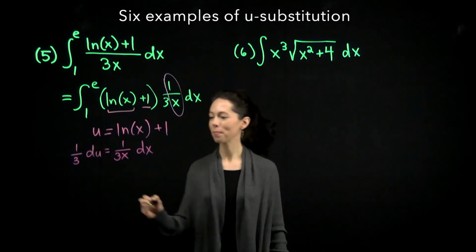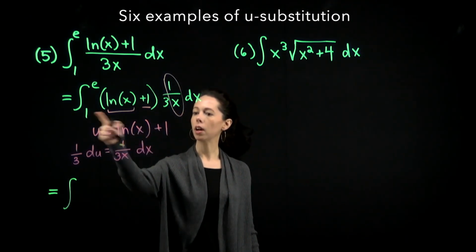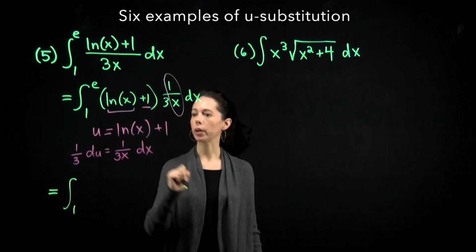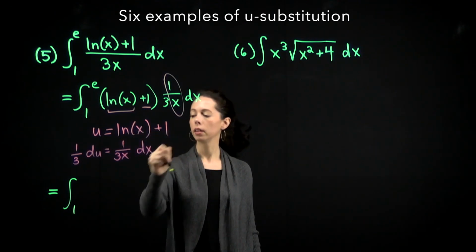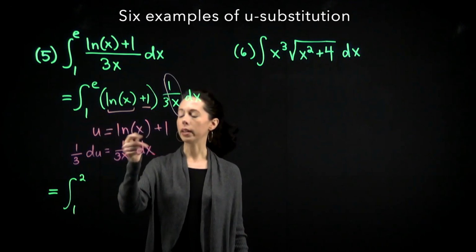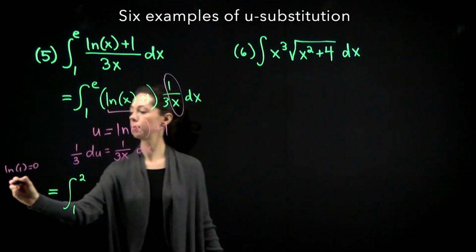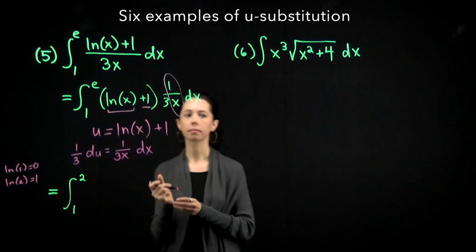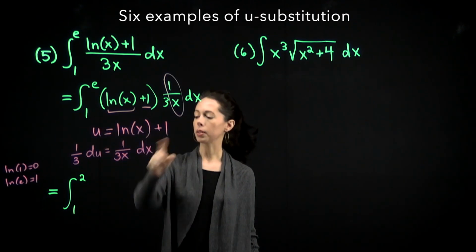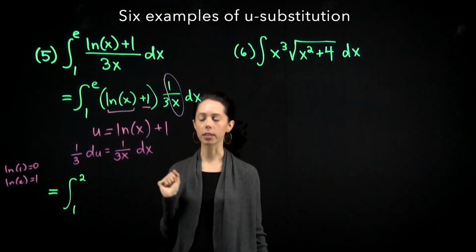Okay, let's see if we get the same answer. The bounds for u are going to go from natural log of 1 plus 1, which is 1, to natural log of e plus 1, which is 2. Let me say that a little bit more slowly. Natural log of 1 is 0. That's something that you should know. And another thing you should know is natural log of e is 1. So when I take x and let it equal 1, u becomes 0 plus 1. When I take x and let it equal e, u is natural log of e plus 1. So that's how I got 1 to 2.